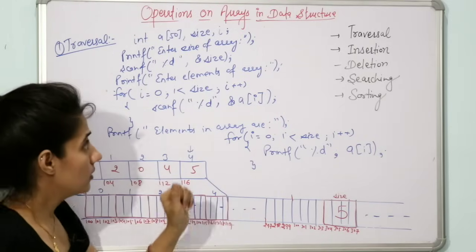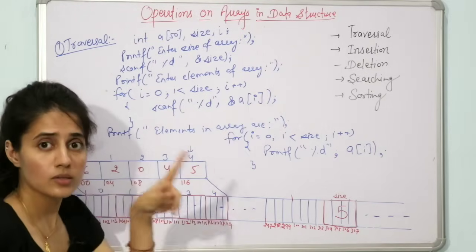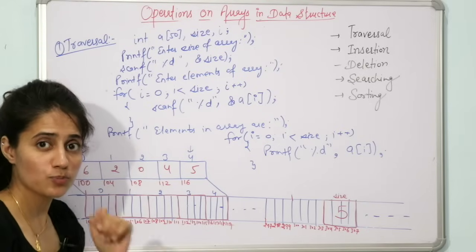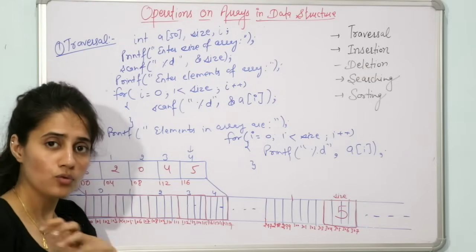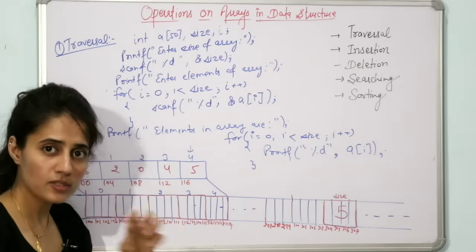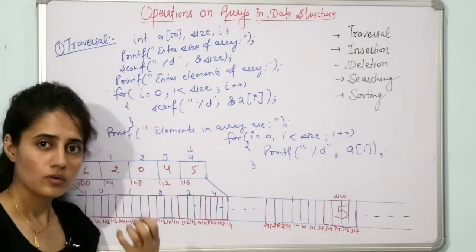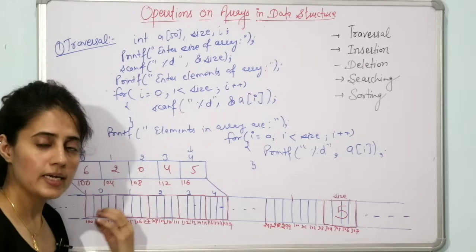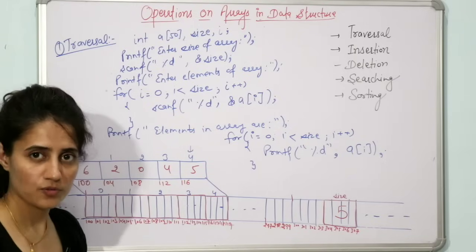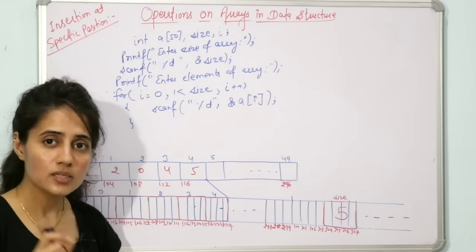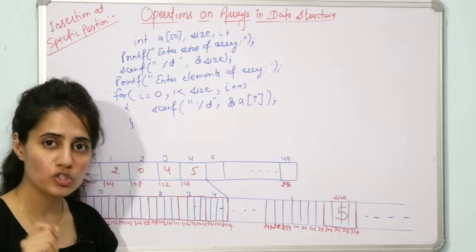So next we will discuss how data is to be inserted in the array at a specific position, because if you get how data can be inserted at a specific position, then you can easily modify the code for inserting the data at the beginning and at the end of the array. Fine. So now we will see how to insert an element at a specific position in the array.